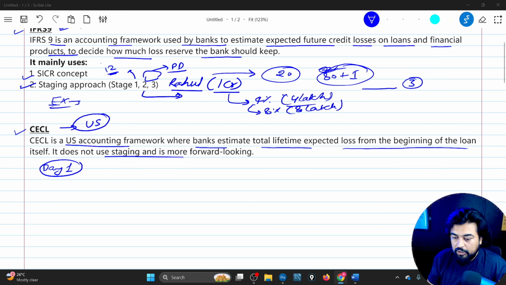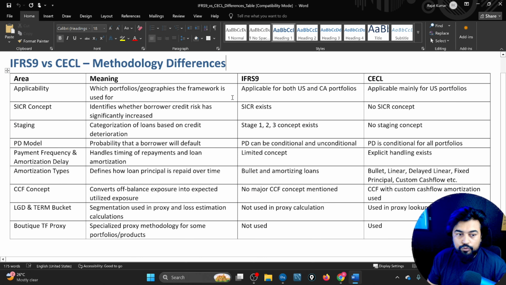Now let's talk about the main differences overall, which can help you in your next interview. Okay, I hope all of you can see it properly. Now, there are so many things we should talk about in the IFRS 9 versus CECL methodology difference. So let's talk about them.